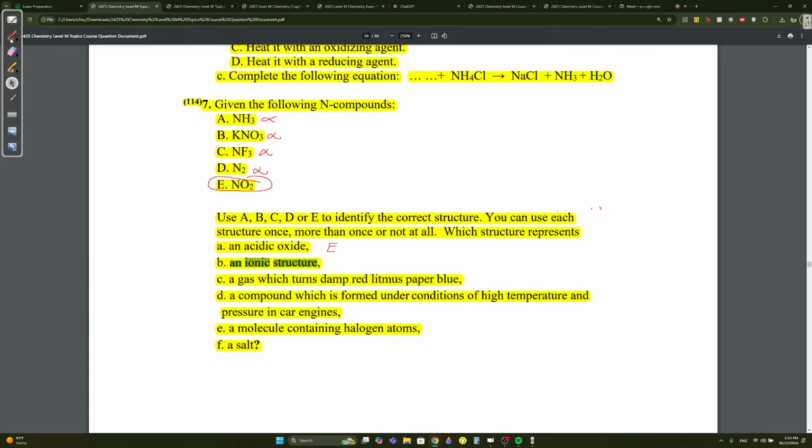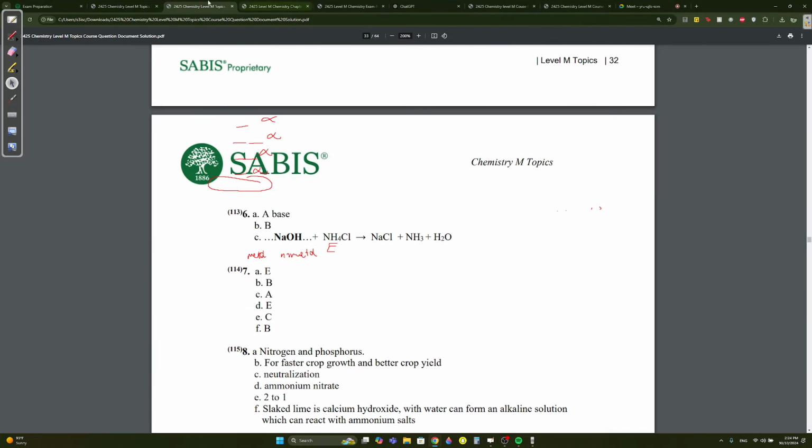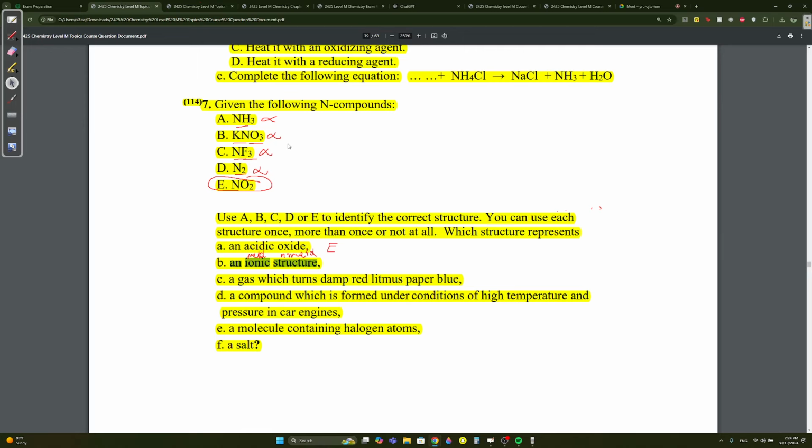An ionic structure. You guys know ionic structure is metal and non-metal. Let's see. Ammonia, obviously not. Potassium nitrate, obviously not. Nitrogen fluoride, no. N2, no. Wait, what was the answer here? B? Potassium nitrate. Okay. When they say ionic structure, oh no, they don't mean it like that.